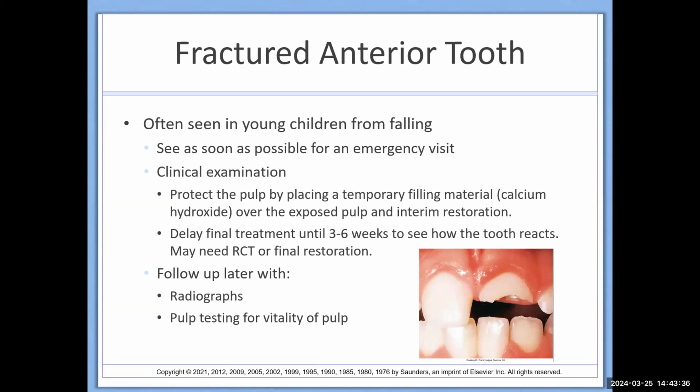As soon as you see that happen, definitely the school should call for an emergency visit. There should be an immediate clinical exam. Don't wait. Protect the pulp by placing a temporary filling in it. Delay the final treatment until about 3 to 6 weeks to see how the tooth reacts. And then follow up with radiographs or maybe even use the pulp tester to see if this tooth is vital or not.